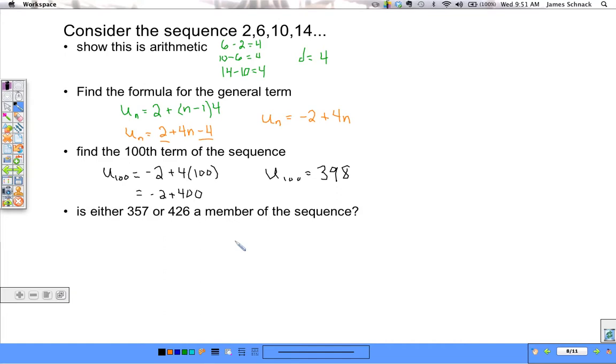Here's another good question. Is 357, or maybe 426, a number of the sequence? You could list out all the terms, but you don't need to. What we can do, this is a u sub n value. If they're in the sequence, an integer value, a positive integer value, we'll need to generate them in this rule. So what we can do is we can use some algebra. 357 equals, and going back to this rule here, negative 2 plus 4n.